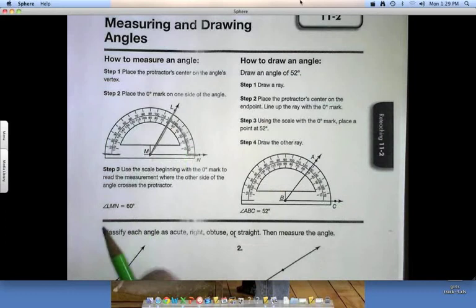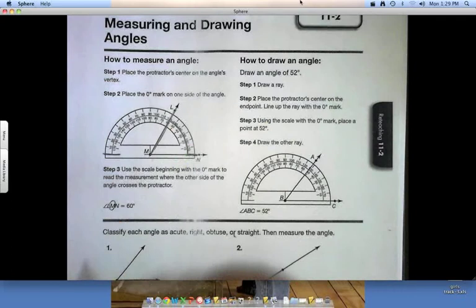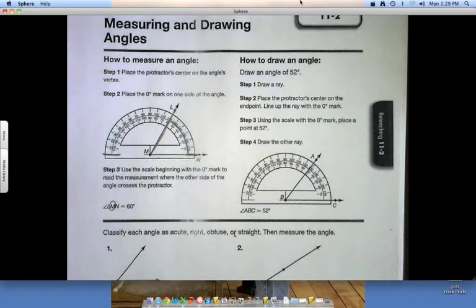And I want you to pay particular attention to how that angle is written. Notice the vertex is at the center of the label. So angle LMN, M being the center or the vertex of the angle. We can call this angle NML. It doesn't matter as long as that M is in the center, because that is the vertex or center of the angle.